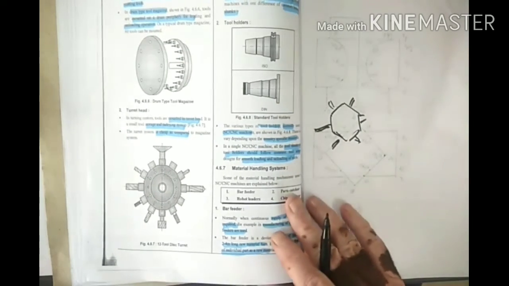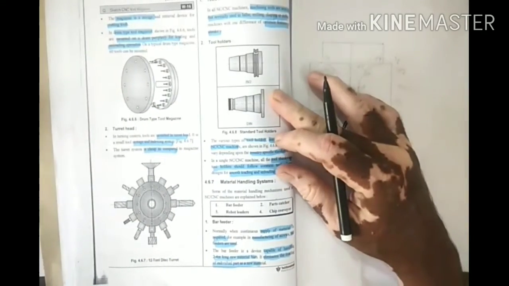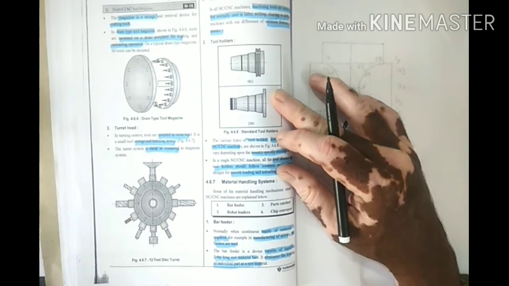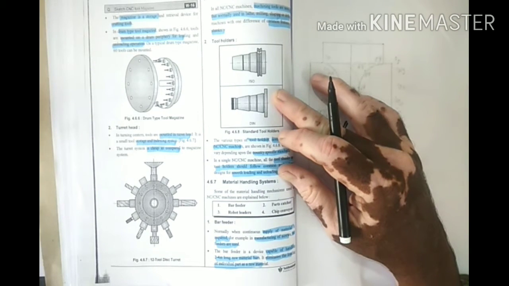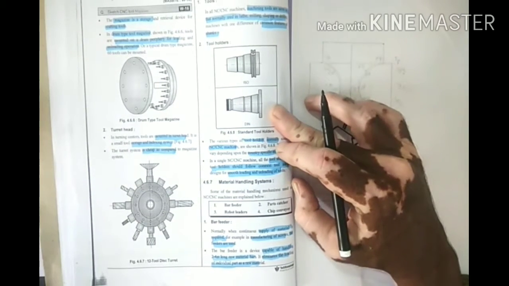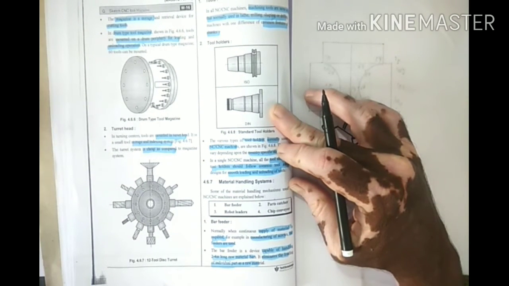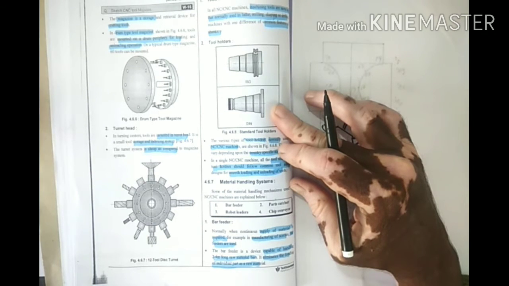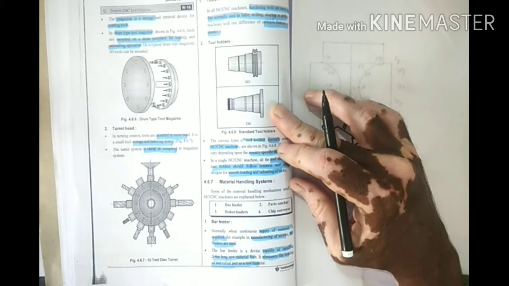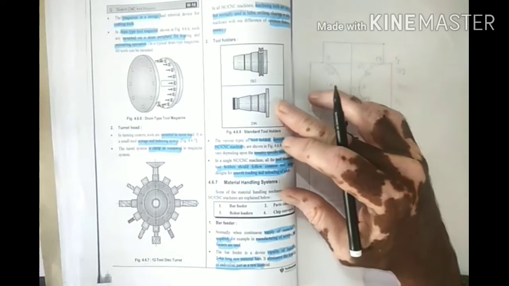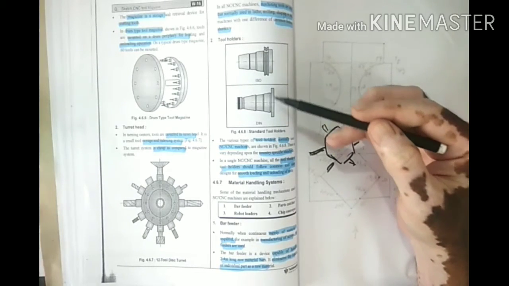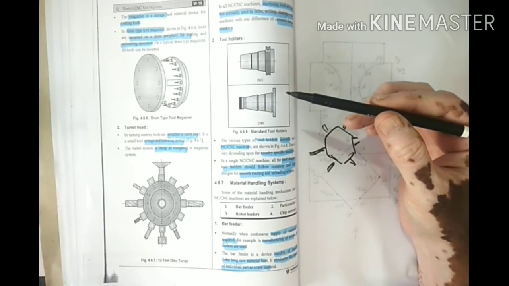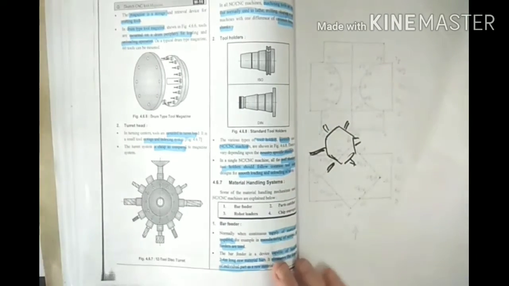Now CNC tooling. CNC tooling includes two things: tools and tool holders. Tools are almost the same as you normally use on lathe, milling, shaping and drilling machines. The only difference is the shanks. Machines have a common feature of shank, and these tool holders. So there are various types of tool holders normally used in CNC machines.